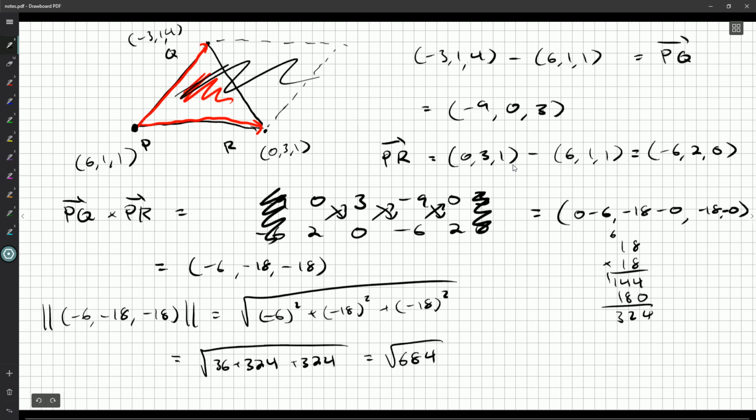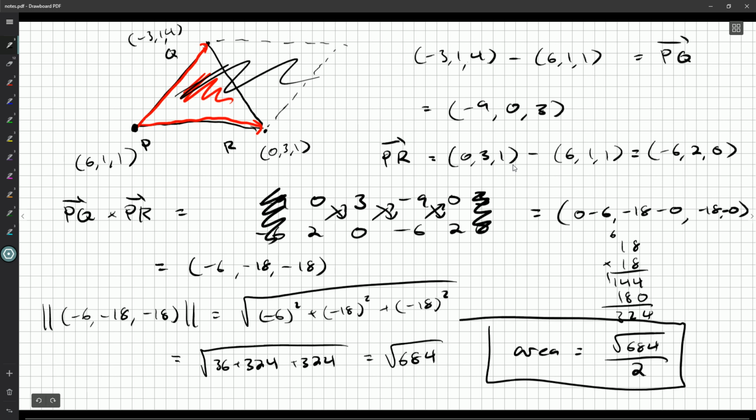We want 1/2 of that. So we can just write the area as the square root of 684 divided by 2. And that's a perfectly acceptable answer there. We don't need to simplify any more. That's good enough for Math 1229.